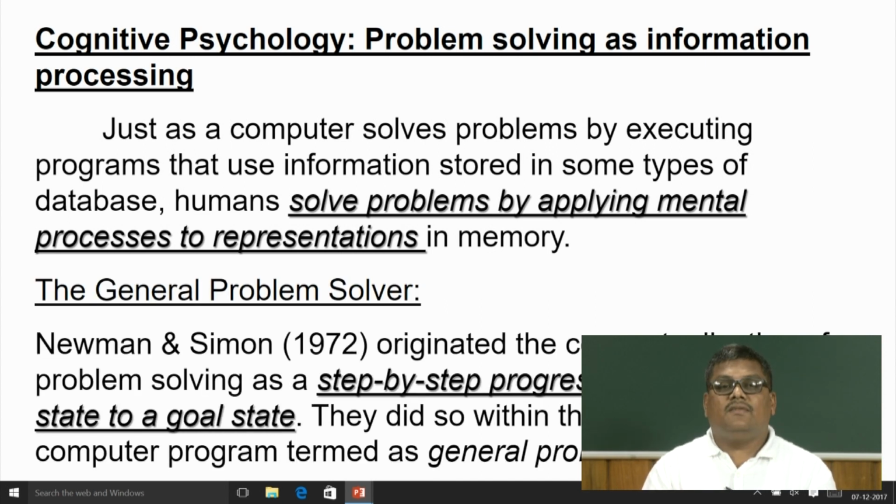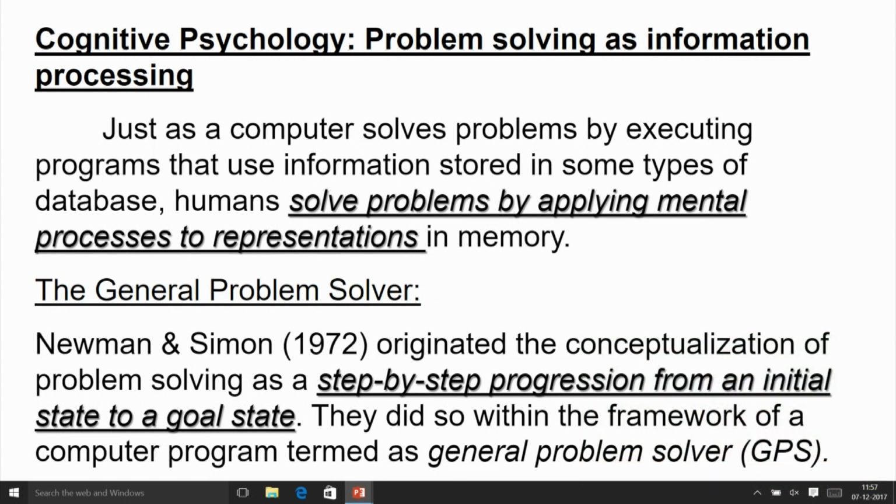So, these early cognitive psychologists gave the idea of something called the general problem solver. So, what is the general problem solver? The general problem solver is a conceptualization of a computer program which solves a problem. And so, what does the general problem solver do? It takes in a problem, breaks it into sub problems, and then by solving these sub problems one by one attains the final goal state. And so, this is what Newell also says. Newell and Simon in 1972 originated the conceptualization of problem solving as a step by step process from an initial to the goal state.